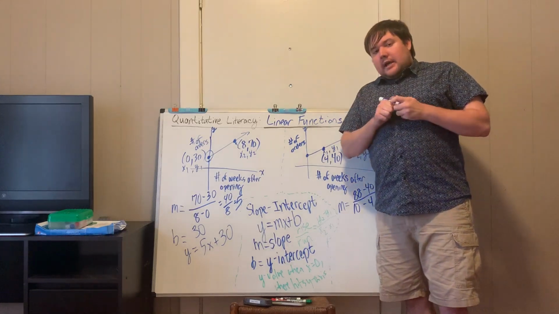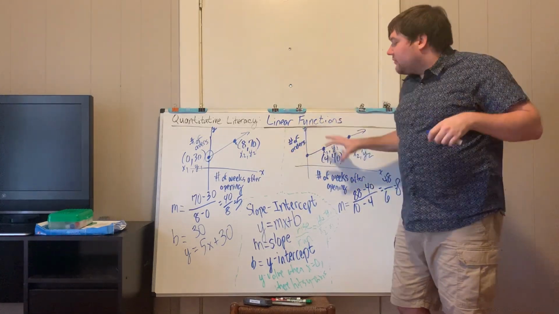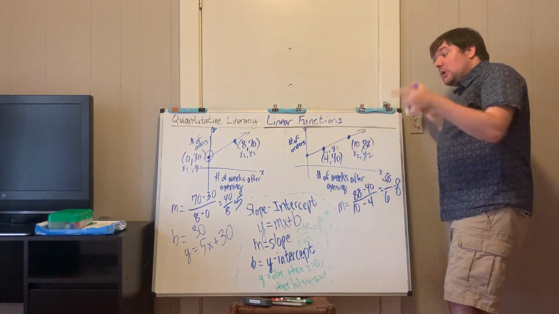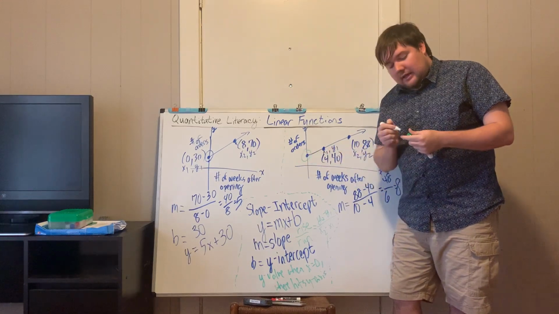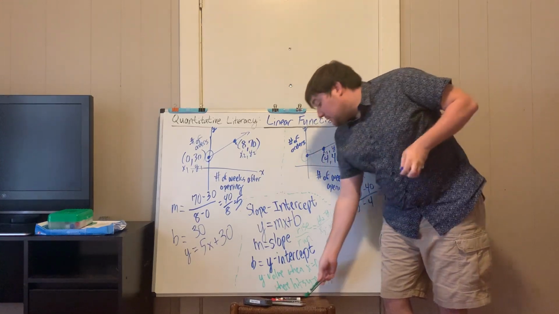Now let's do the y-intercept. Now here is the key difference between these two examples. We are not given this point. We are not given our y-intercept. So how do we find it?